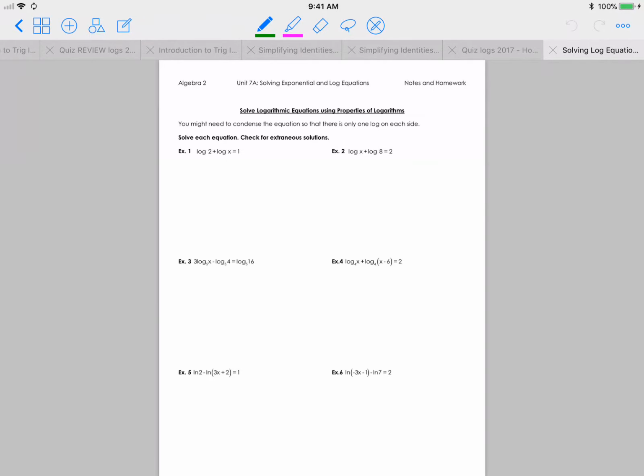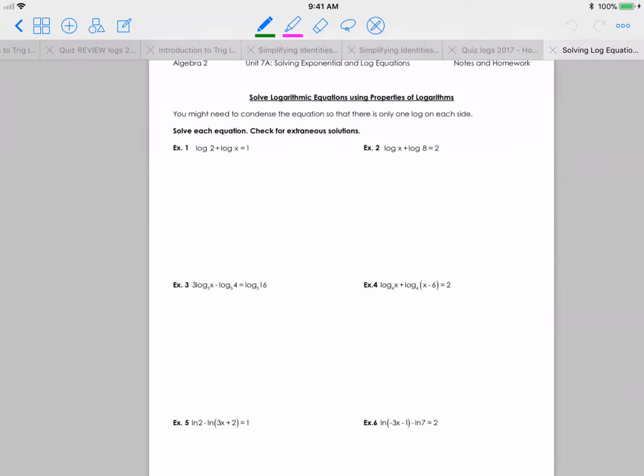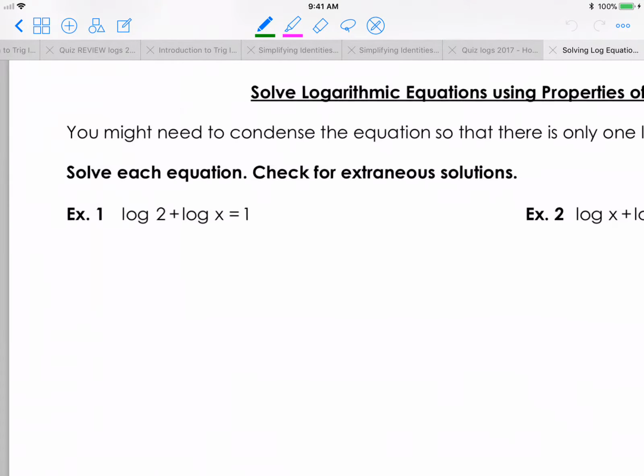Hey, okay, Algebra 2. We are going to start on our notes for today, which is solving log equations. So we're going to start using the properties of logs that we've been learning all about and that you were just quizzed on yesterday. So let's look at number 1.